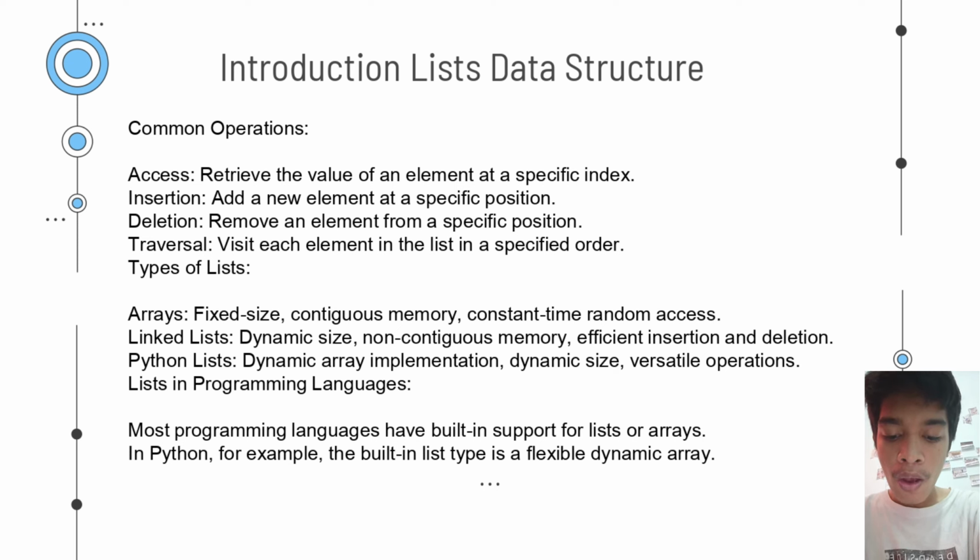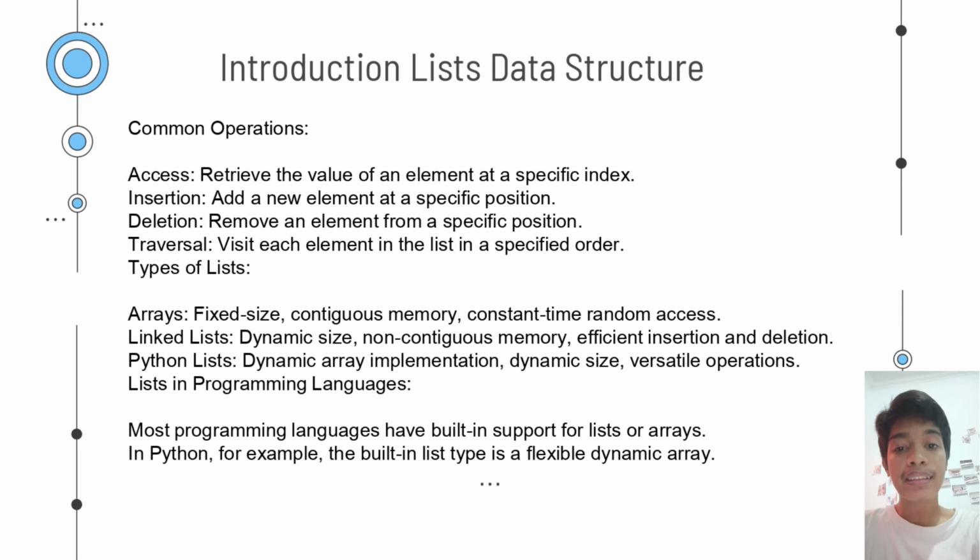Now we're going to go to the types of lists. The types of lists are arrays, linked lists, and Python lists. Arrays have fixed size and contiguous memory, with constant-time access. Linked lists are dynamic lists with non-contiguous memory and efficient insertions and deletions. Python lists are dynamic array implementations with dynamic size-based operations. These are the types of lists: arrays, linked lists, and Python lists.